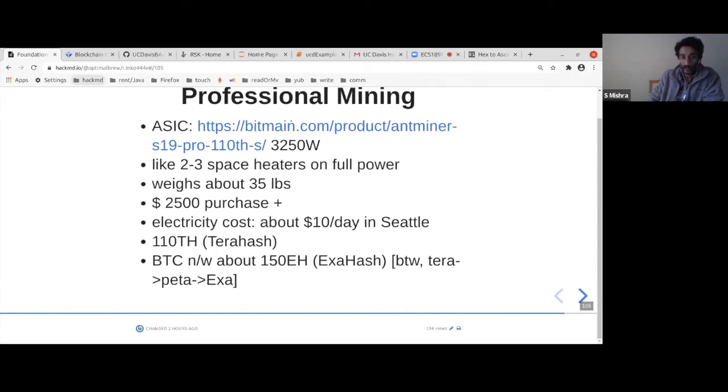So I estimate the electricity cost of running that one S19 miner in Seattle. Electricity cost is about $10 a day. So that's something else that if you put this in a dorm room, someone will notice: your utility bills are going to be really high, in addition to the 3 kilowatts of heat that's going to be generated. We talked about what the network is doing. And so that gives us an idea of how much money is being spent on electricity overall. So about $10 million a day.